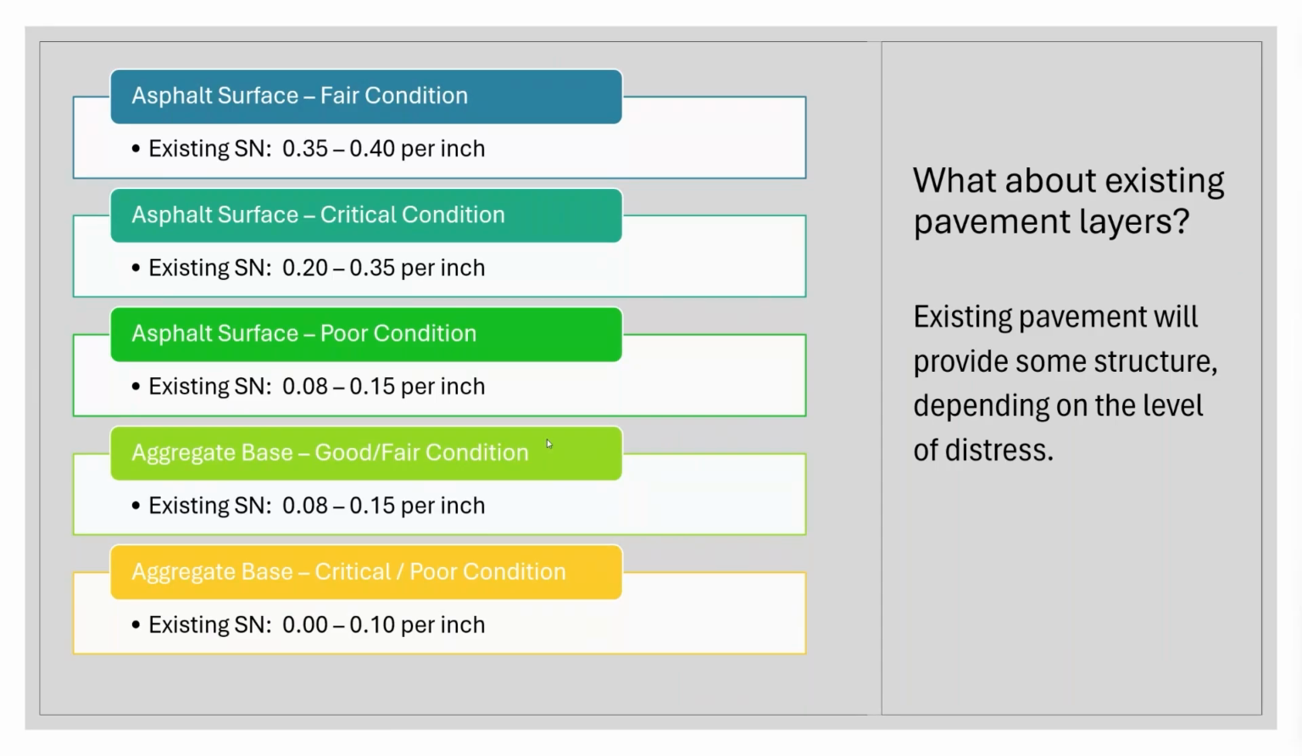If your asphalt surface is in critical condition, maybe bump that down to a 0.2 to a 0.35, depending on how deteriorated it is. And then you can see as you go down in condition, you're getting less and less existing structure to add to your total overall structural number for that design section. If you're down to aggregate base that's in bad condition, you're really not getting anything at all out of that.